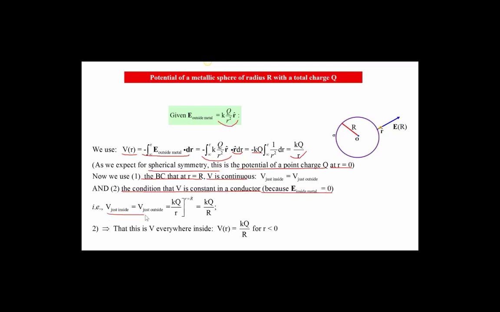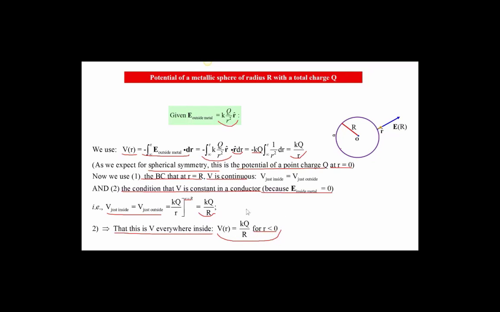V just inside is equal to V just outside. This is the potential outside, and so we set r equal to capital R, and we get the potential just inside. So we're talking about right there, just inside. However, because of 2, V is constant. If you have a potential anywhere inside, then that's the value of V anywhere inside the sphere. We conclude then that V of r inside is just a constant, and so this holds up for r less than R.